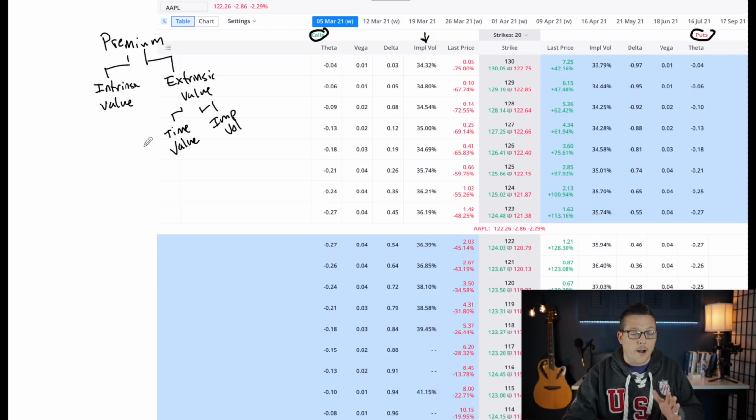But let's talk about how this works over time. So share price and implied volatility are generally going to be inversely correlated. So as the share price goes up, implied volatility is going to go down.